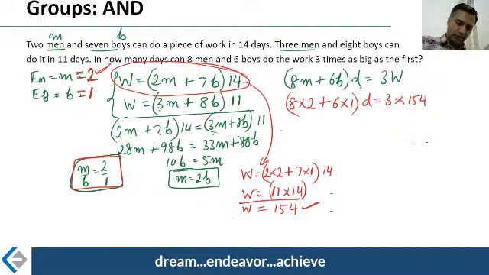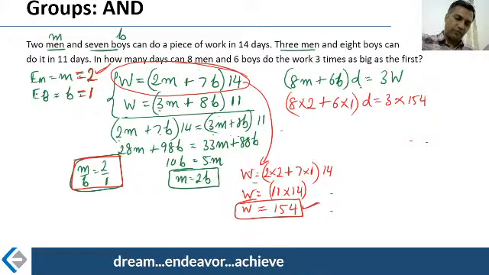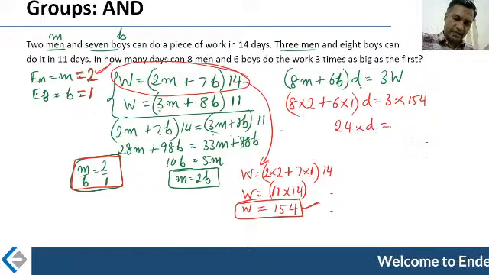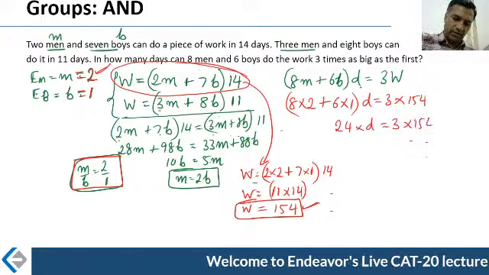Because we found the work, 3 times the work, therefore 3 times 154. That's what you are trying to write there. Good. So therefore, what is it that you are trying to take? 2 times 16 plus 8, which is 24. 24 times B is equal to 3 into 154.